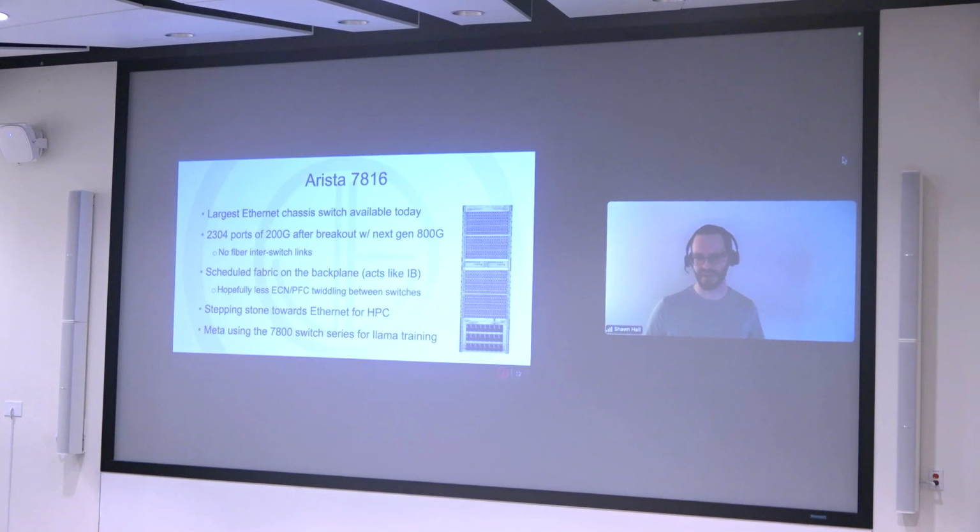But the beautiful thing, no fiber inter-switch links. On the backplane, it has what they call a scheduled fabric. It's actually kind of like a proprietary Broadcom protocol, and it acts similar to IB, and that means you don't have any ECMP going up to a second layer of switches. You don't have to twiddle with ECN and PFC, which we'll describe a little bit later.